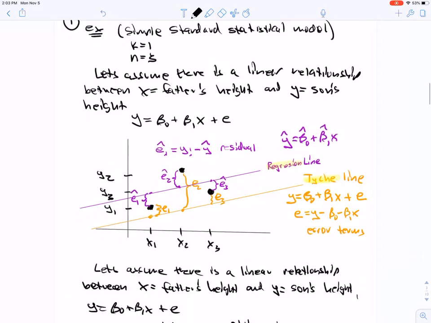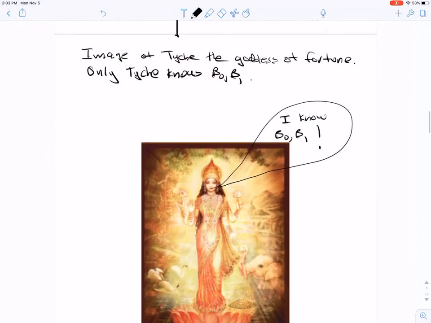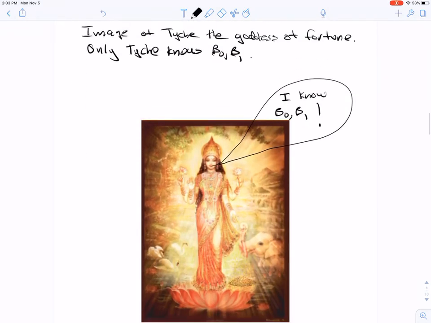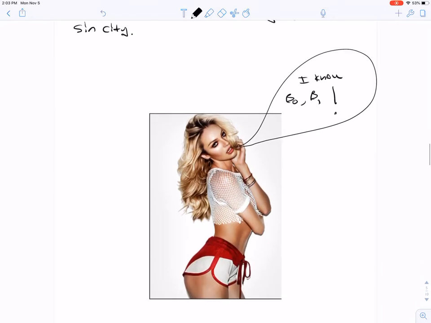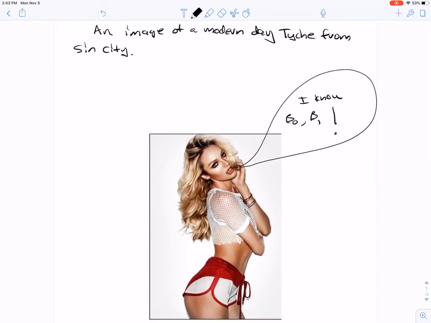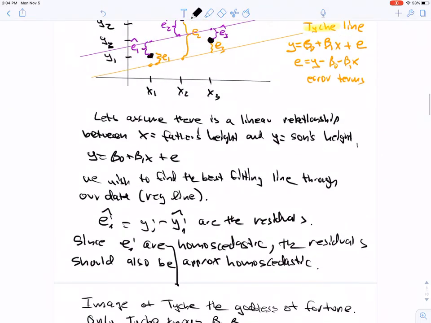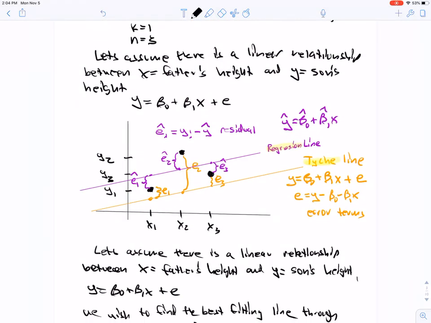You're probably wondering who Tyche is. Tyche is the goddess of fortune. Tyche knows what beta 0 and beta 1 are. Okay, and this is an old-fashioned Tyche. This is a modern-day Tyche. Those that go to Sin City in Las Vegas may have this image of her, but I'll let you choose your own image.